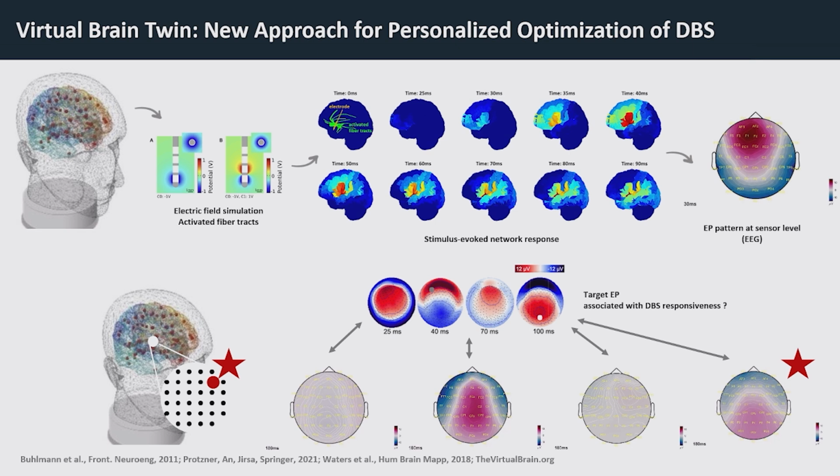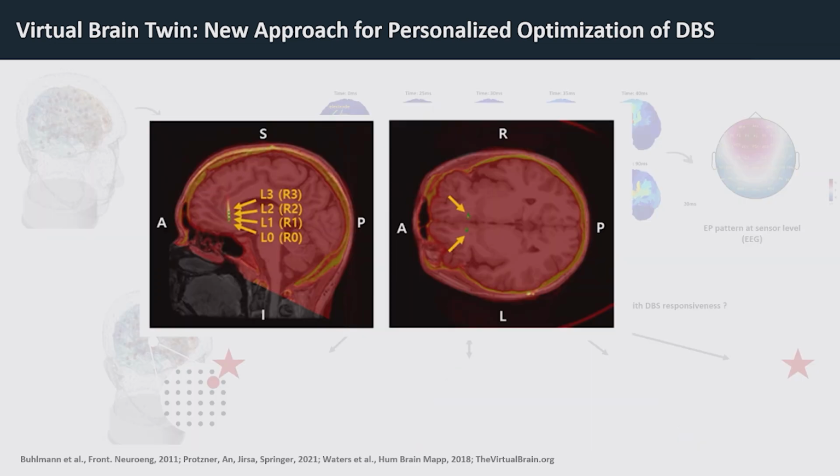So as a proof of concept study, we simulated these cortical EP patterns according to the stimulation site. So here we used data from three patients who are already receiving DBS treatment. So we used the implanted electrode contact positions as the different stimulation sites.